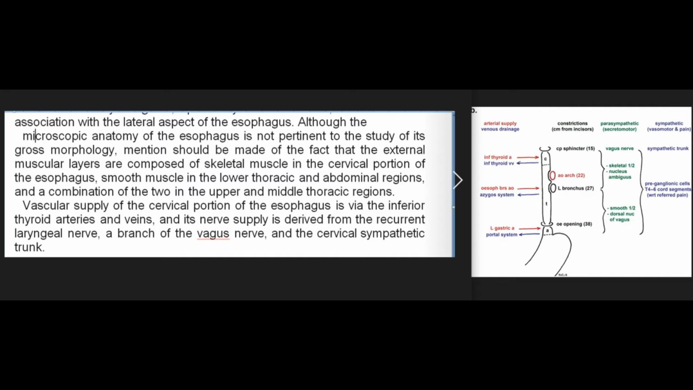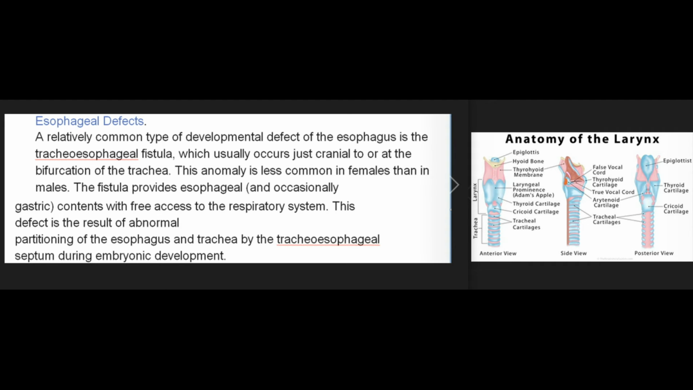Esophageal defects. A relatively common type of developmental defect of the esophagus is the tracheo-esophageal fistula, which usually occurs just cranial to or at the bifurcation of the trachea. This anomaly is less common in females than in males. The fistula provides esophageal, and occasionally gastric, contents with free access to the respiratory system. This defect is the result of abnormal partitioning of the esophagus and trachea by the tracheo-esophageal septum during embryonic development.